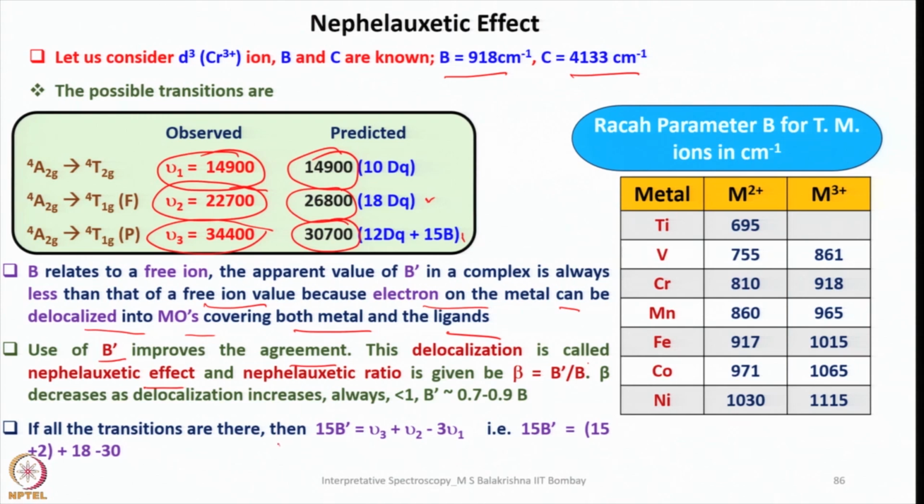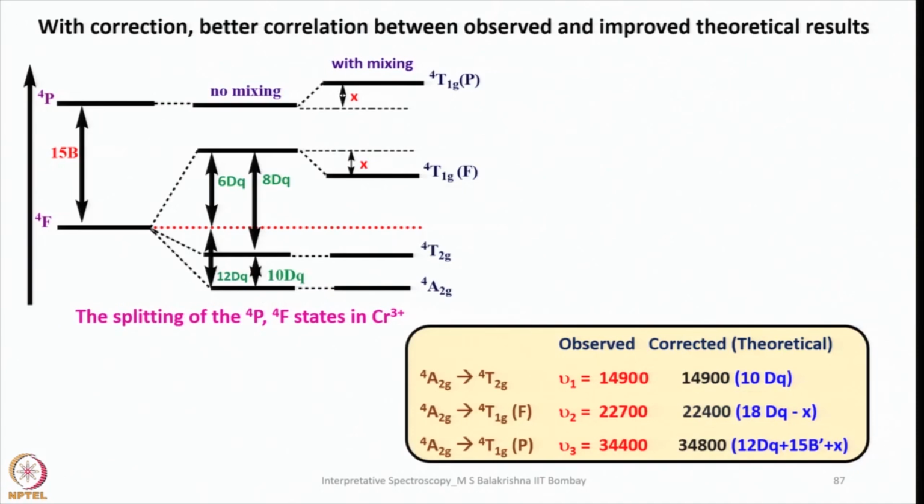If all the transitions are there, then 15 B prime equals nu 3 plus nu 2 minus 3 nu 1, or 15 B prime equals 34 plus 22 minus 3 times 14.9. This is the value you can take. And then of course Racah parameters B for transition metals in plus 2 state and plus 3 state are available. One can take them directly from literature. And then when you apply here, as I mentioned, this increases by X and this decreases by term Y, and then we add these values and do the correction. Of course no change here, this is coming very close now, 18 Dq minus X, and here 12 Dq plus 15 B prime plus X, it would come around something like that.